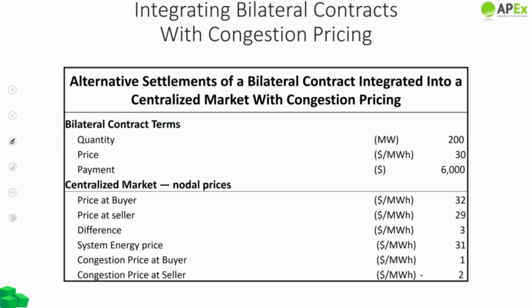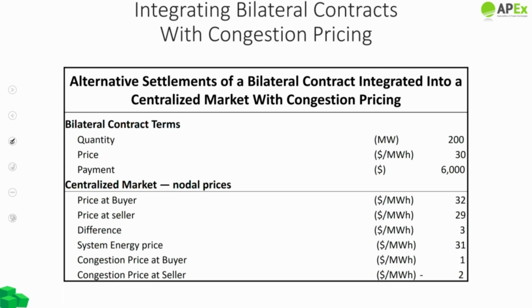In an earlier section, we had provided an example of a bilateral contract between a generator and a load serving entity that was then settled against the clearing price in a day ahead auction. The clearing price at that time was taken as a single price.